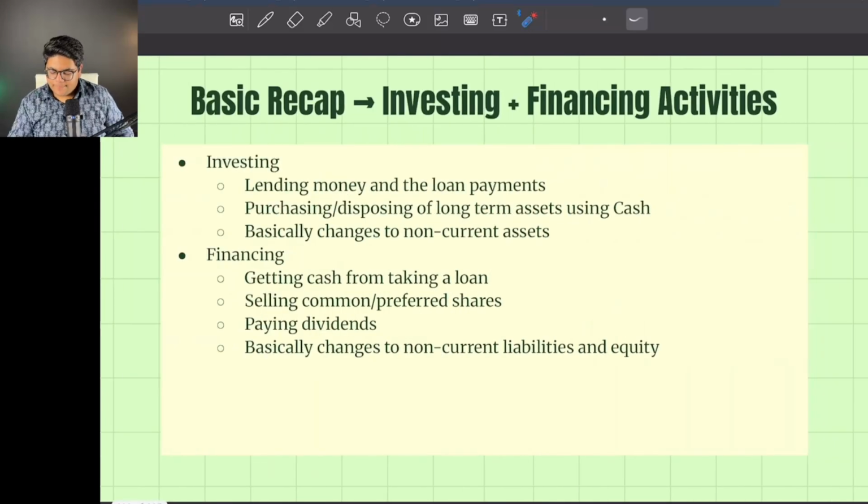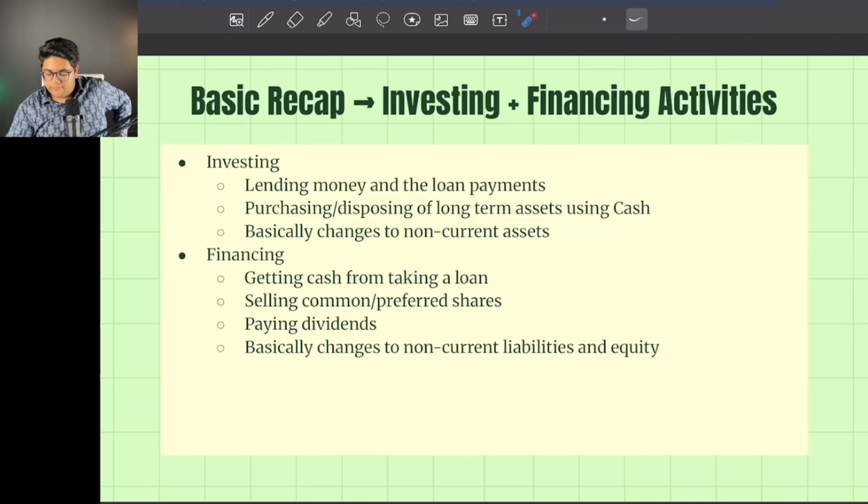And then a quick recap of investing and financing activities. Investing is basically when you lend money and then you receive the loan payments. So basically investing would be long-term assets, like you're lending money and then the loan payments as well. All of these would be considered investing activities.